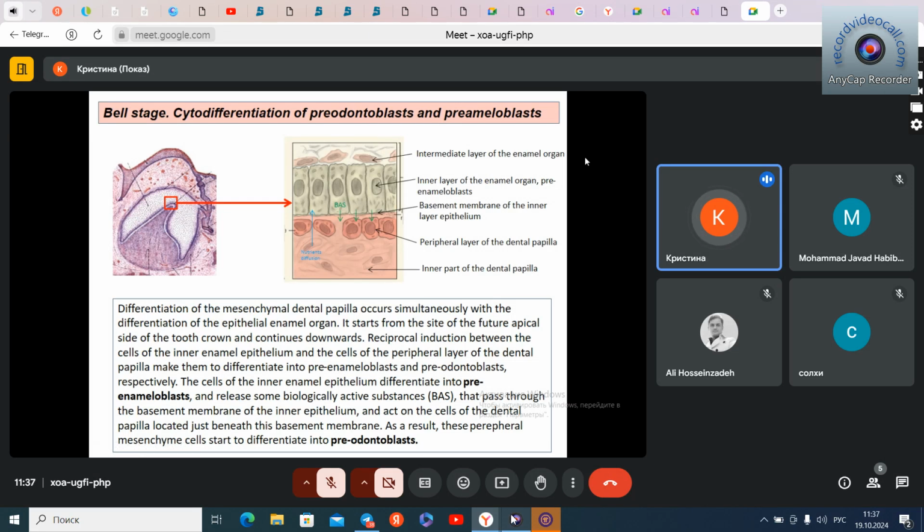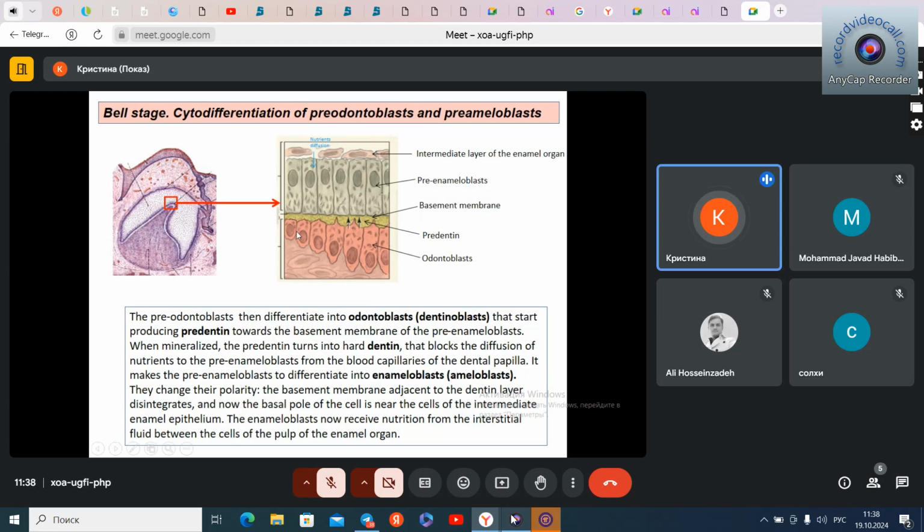Here, the process of cytodifferentiation at the bell stage is described. It means how the cells of the inner epithelium turn into pre-ameloblasts, and peripheral cells of the dental papilla turn into pre-odontoblasts. It is described in this slide, and it was described in the lectures in the spring semester, so I will not repeat this information.